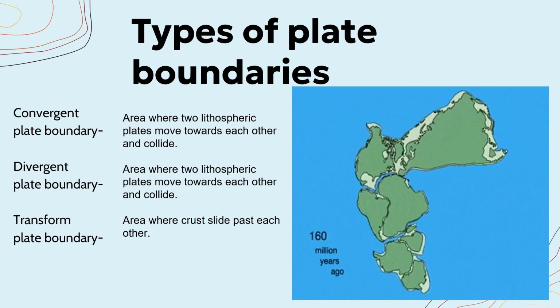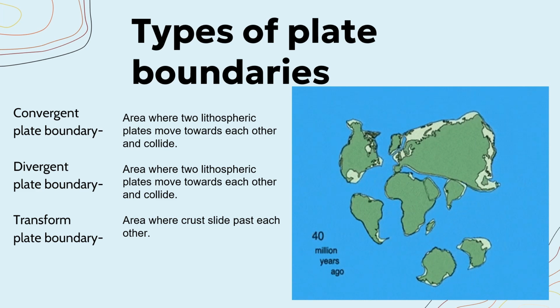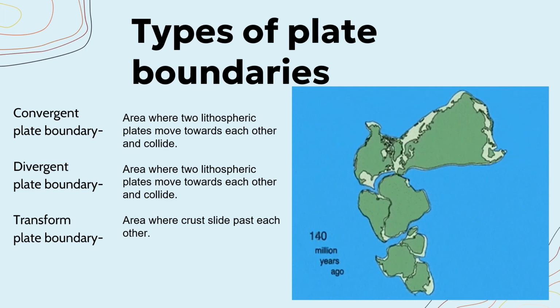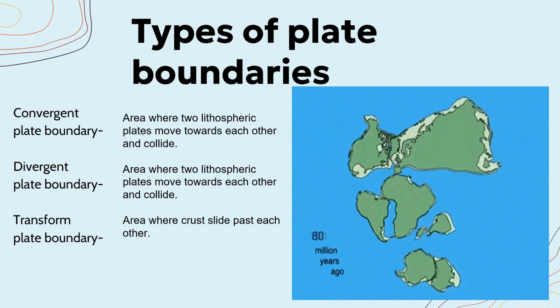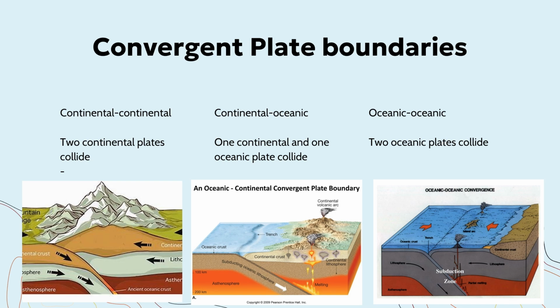And trans is a Latin prefix meaning across. So a transform plate is a boundary where Earth's crusts slide past each other. A little bit about what each of these vocab words mean. Let's go over a little bit more detail about each.